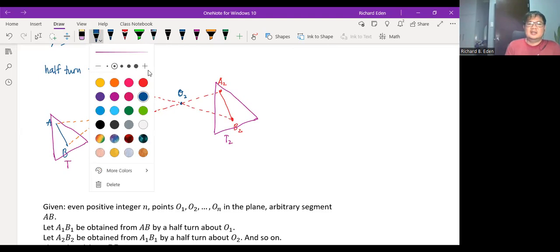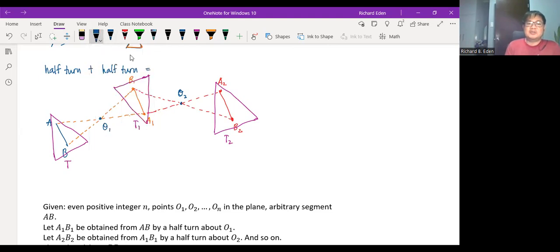Translation. Because then, yeah, it's a translation. So a half turn plus a half turn results in a translation. And so in general, that means if we're going to perform many, many half turns, regardless of whether the centers are the same or not, if there's going to be an even number of half turns done successively, then you can pair them up. That means the result is ultimately a translation.